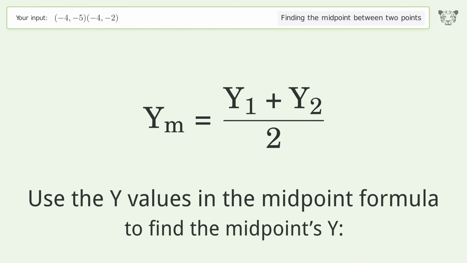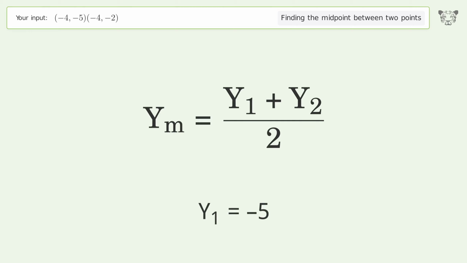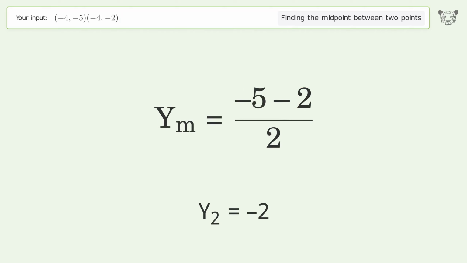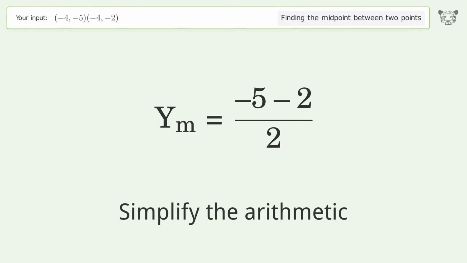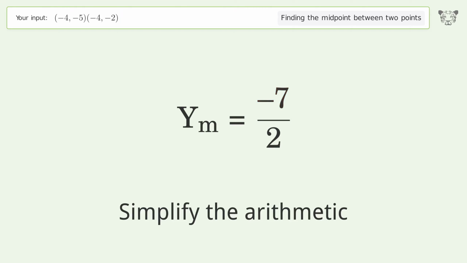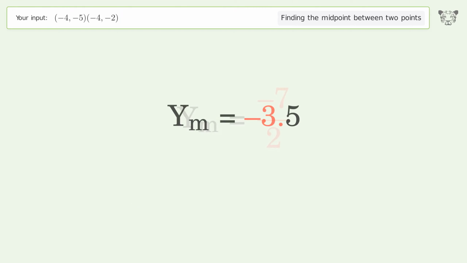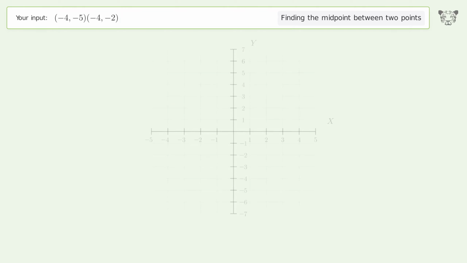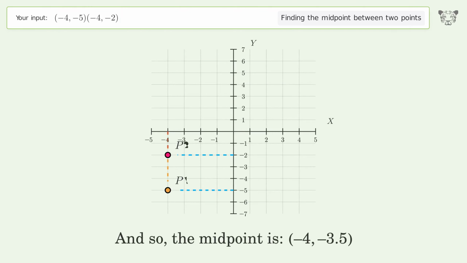Use the y values in the midpoint formula to find the midpoint's y. y1 equals -5. y2 equals -2. Simplify the arithmetic. And so, the midpoint is -4, -3.5.